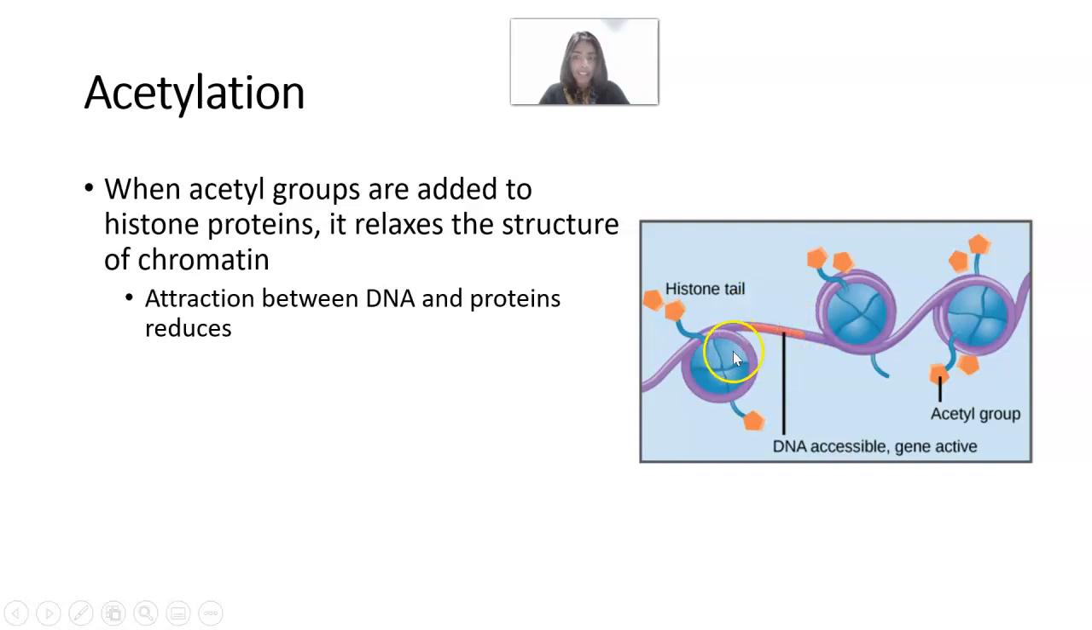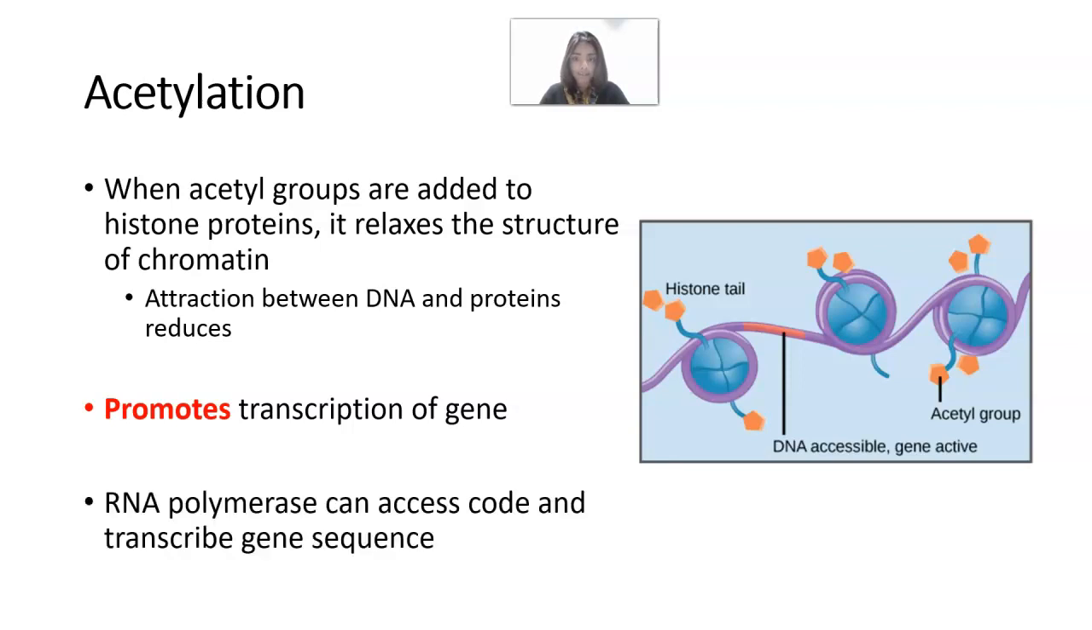So in acetylation, the attraction between the DNA and the histone proteins is reduced and it unspools that DNA so that we can see that gene sequence. So acetylation actually promotes the transcription of genes because they're available to be copied easily. How that happens is that our enzyme RNA polymerase, which is what mRNA nucleotides use, can actually bind to the promoter site at the start of that gene and transcribe that genetic code.